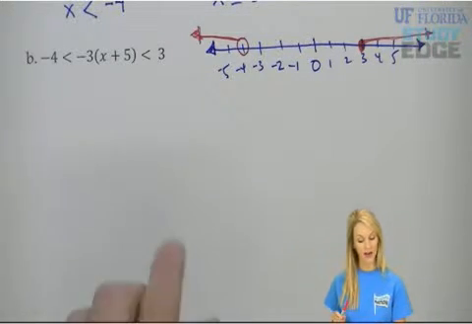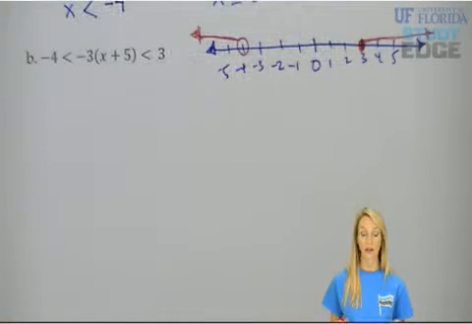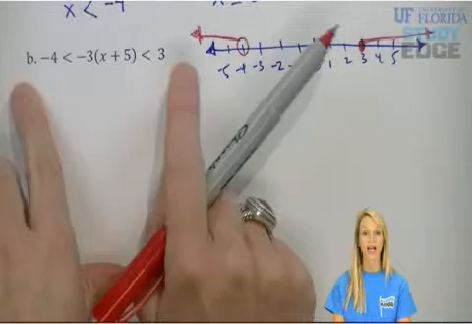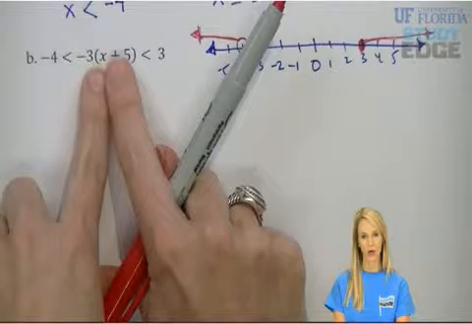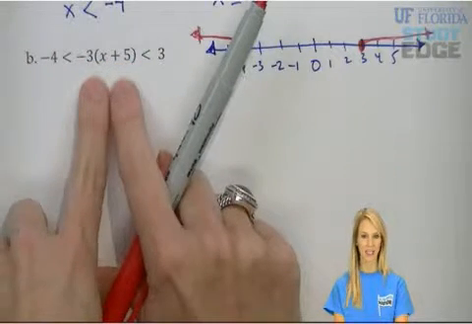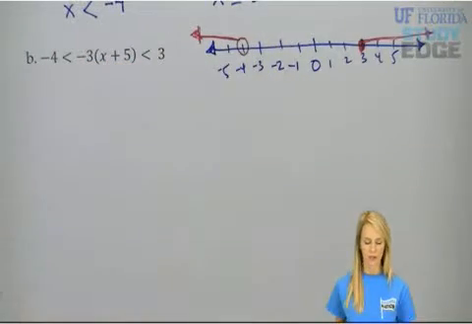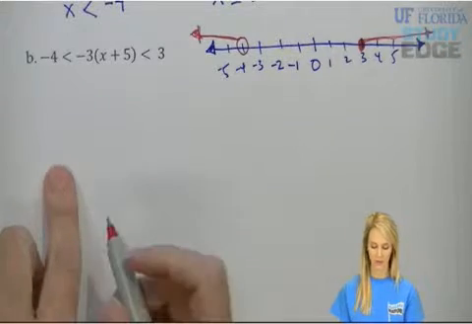Now, when you have a compound inequality like this, you want to think about it. You've got your inside and then your outsides. You're always going to work from your inside out. You're trying to get x by itself in the middle. So let's start in the middle. What do we see going on here?